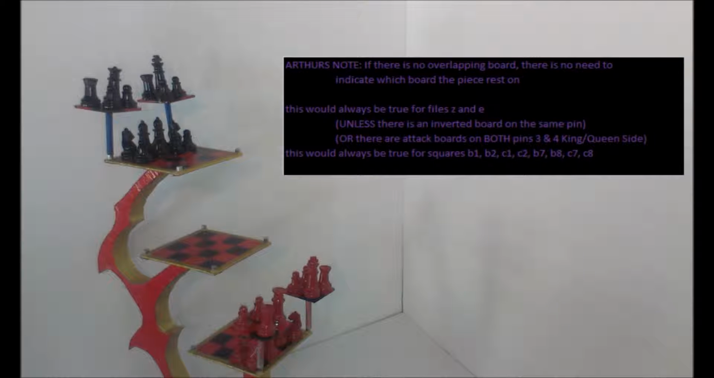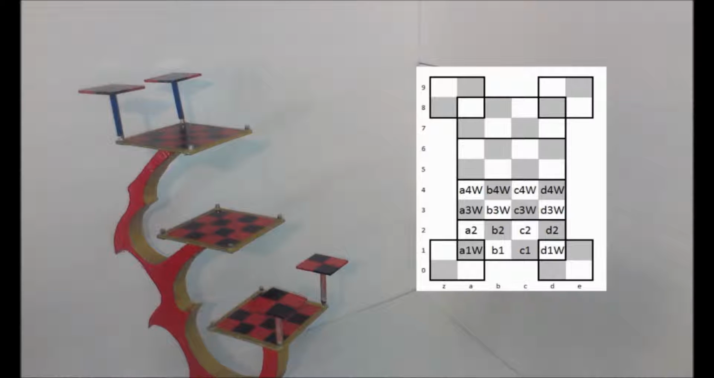Author's note. If there is no overlapping board, there is no need to indicate which board the piece rests on. This would always be true for files Z and E, unless there is an inverted board on the same pin, or both pins 3 and 4 are occupied on the same side. This would always be true for squares B1, B2, C1, C2, B7, B8, C7, and C8.